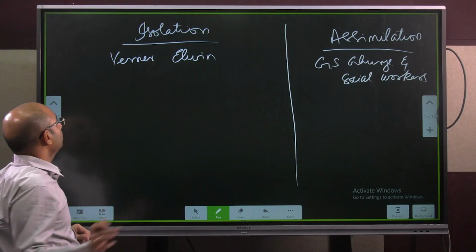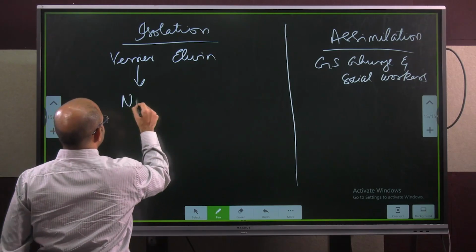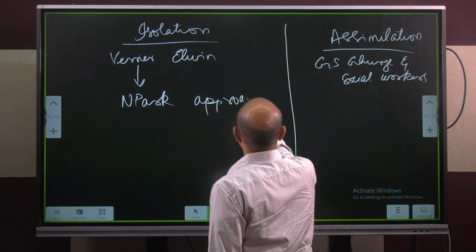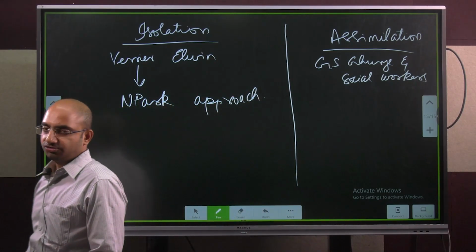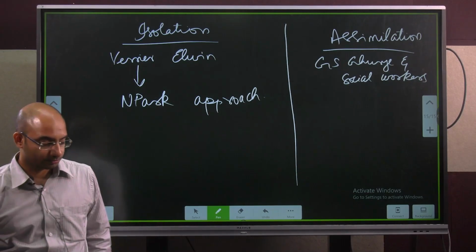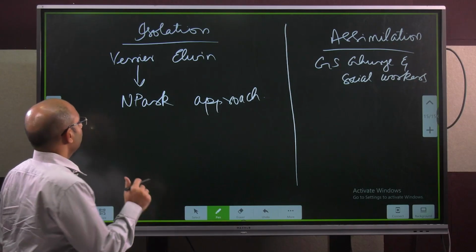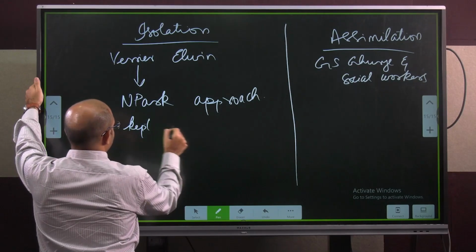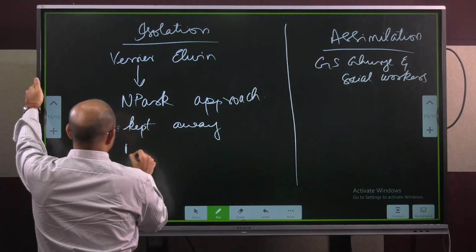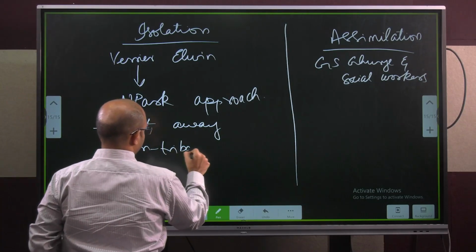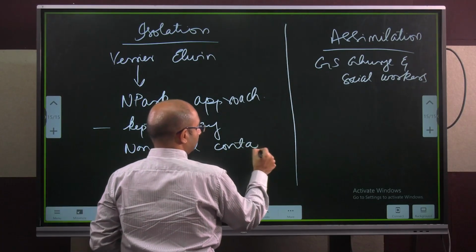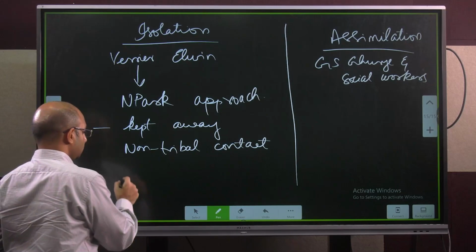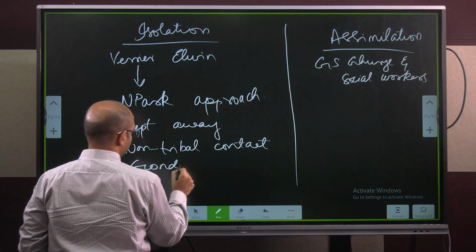So what is the essence of Verrier Elwin's isolation approach? This approach is also called the national park approach. In this approach, he is saying that tribes must be kept away because non-tribal contact is dangerous. Non-tribal contact is harmful. It will lead to exploitation, loss of their culture and loss of their rights in land, etc. And here he compares Gonds with tribes of Arunachal.